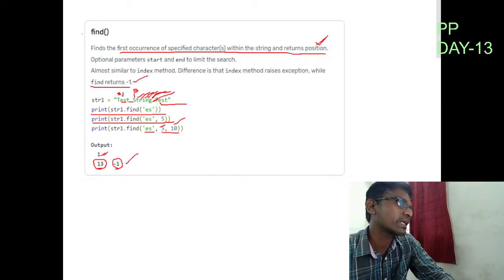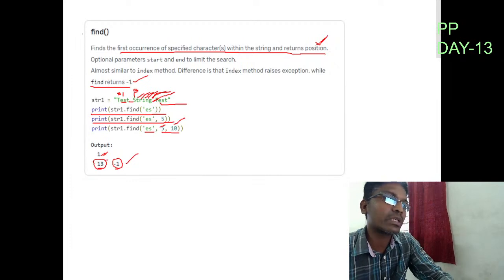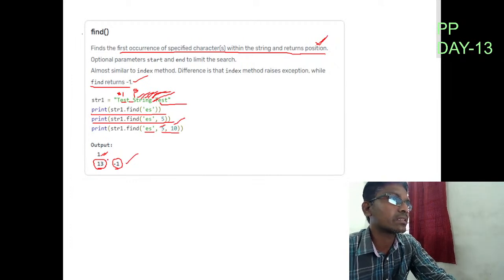So -1 indicates that there are no characters; you are not going to find any characters at that particular position. If it does not find any characters at a particular position, it will return -1. Otherwise, it will return the position of the characters. So that is about the find operation.